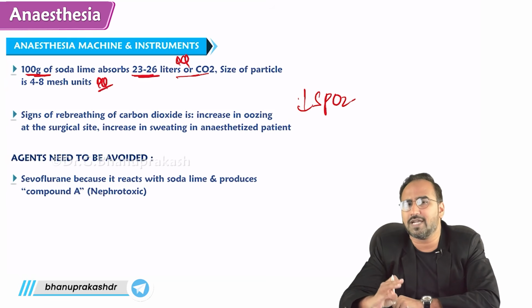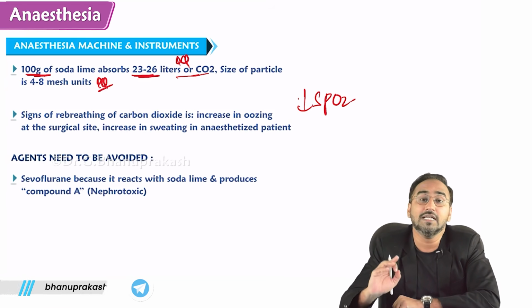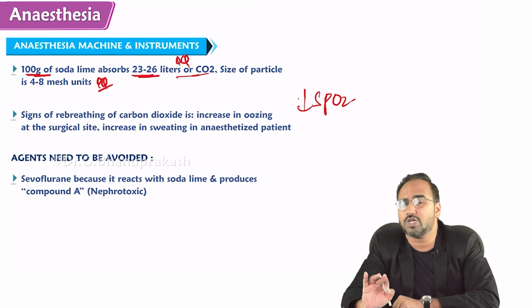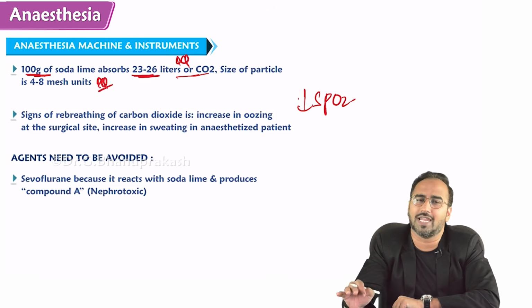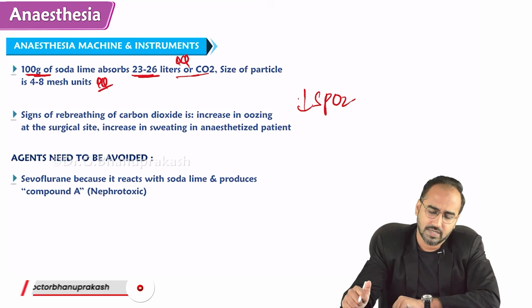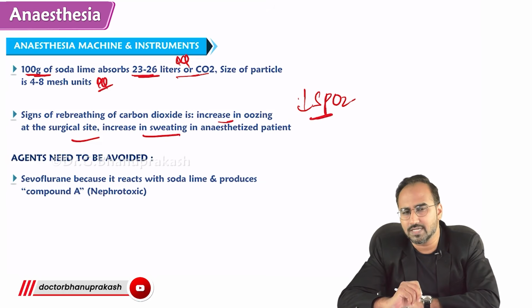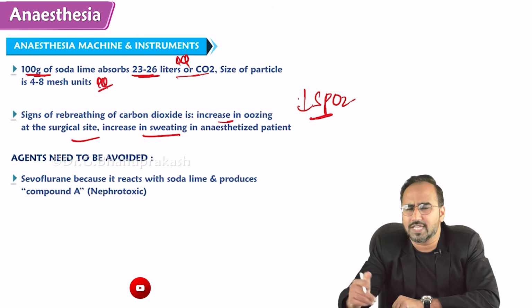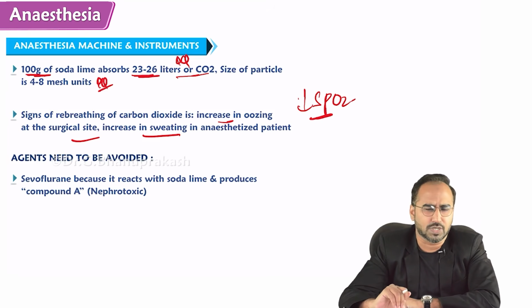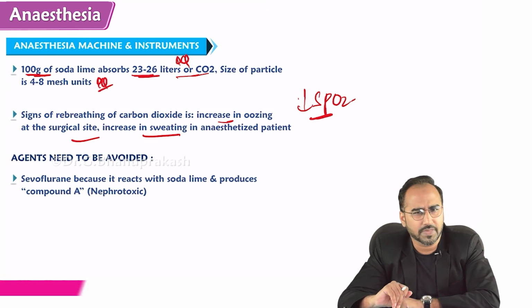Patient will be having sweating, patient will be having tachycardia. These are the signs of using exhausted soda lime during operation. What are the signs, guys? Fall in saturation, oozing of blood, sweating, tachycardia could be seen. Once you see all these signs, check the color, you will see an exhausted soda lime. Change the soda lime and the symptoms will be gone, right?